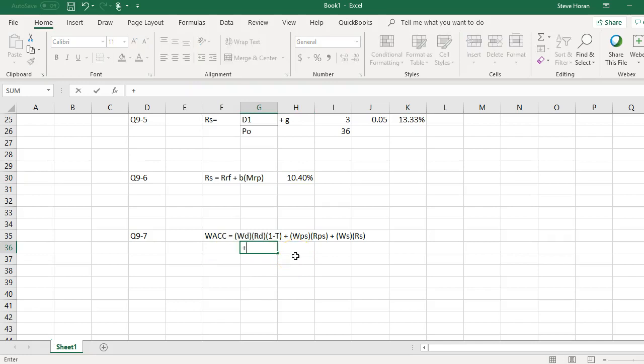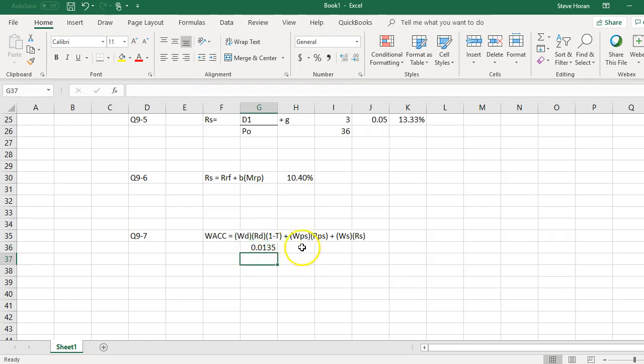So the target weighting for debt was 0.3. I'll multiply that times the R sub D, which was 0.06, and then I'll multiply that by 1 minus T, and T was 0.25. So I'm just going to hit enter. I think it's going to fix it for me. Yeah, I didn't type in the stars, but it just does that for me. So that's the debt piece.